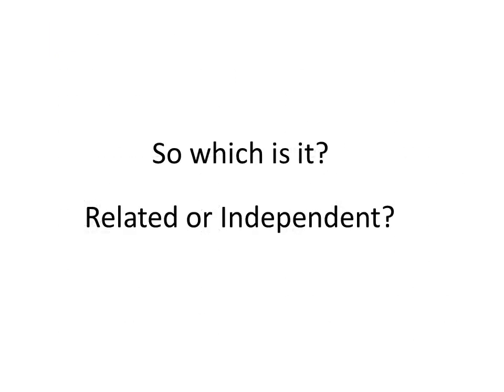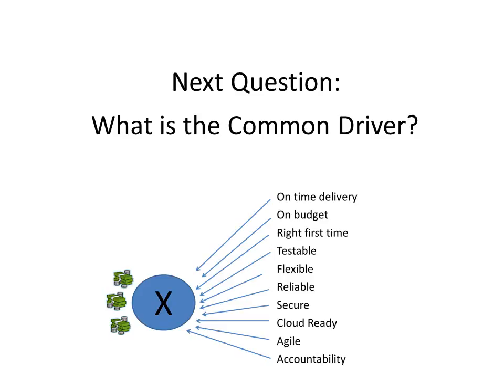We now have the answer to our question. Are these attributes related to each other or are they independent? Clearly, these attributes are all related. Since these attributes are related to each other, the next thing we need to figure out is what is the common driver? What is the common issue that's making these things go up or down? We need to know that because that's where we're going to put our money.